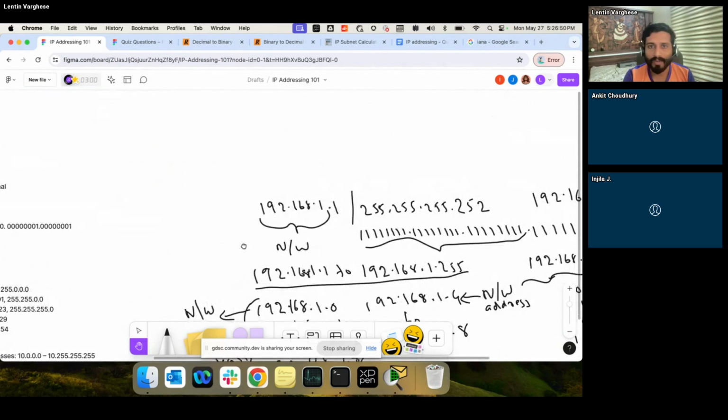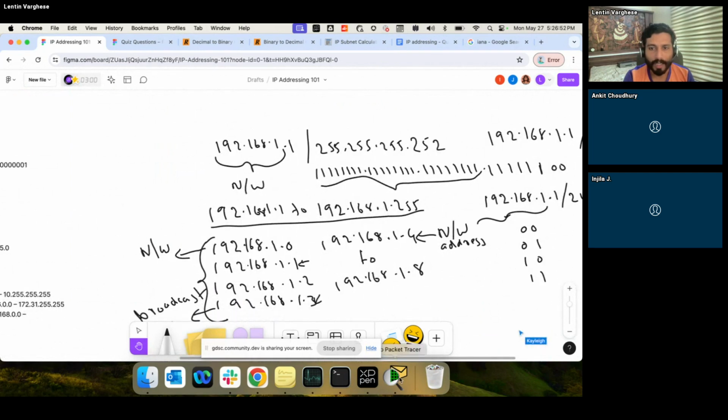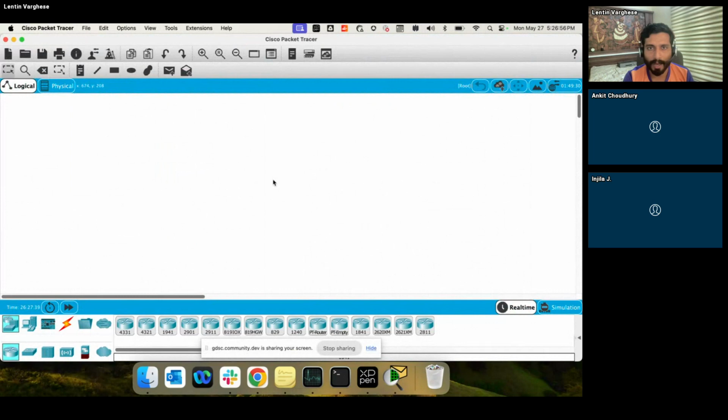Now, IP address configuration, okay? Can I assume that you guys have Cisco Packet Tracer installed? If yes, I would recommend you try this on your own. It's very simple steps. We will just configure an IP address. We will see how the devices can communicate with each other. That's what we're planning to do.